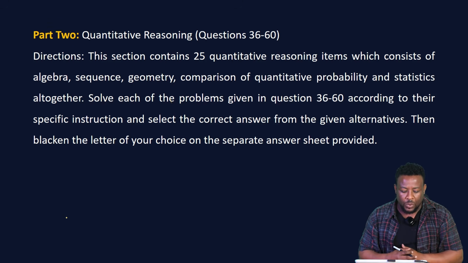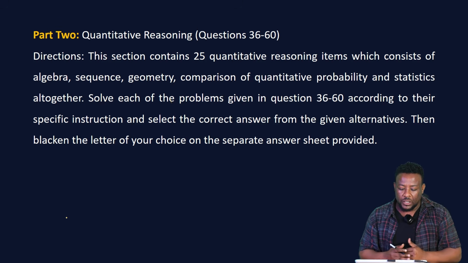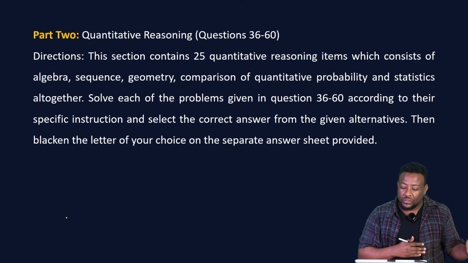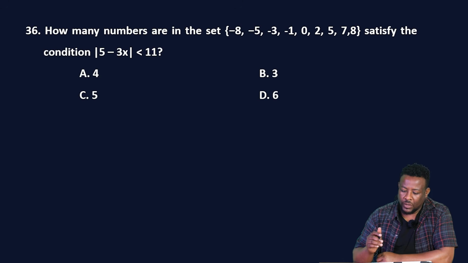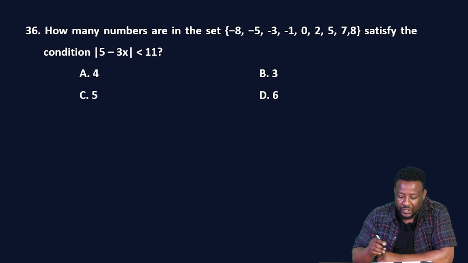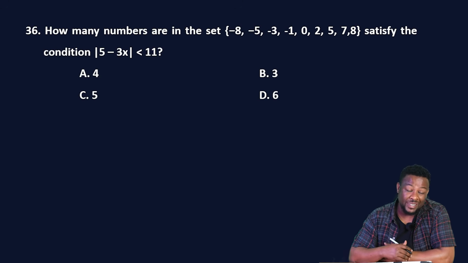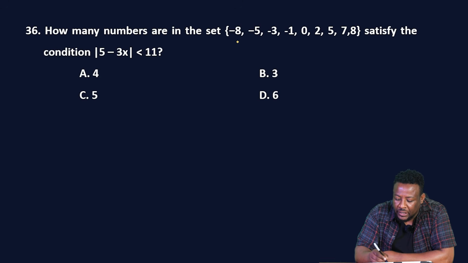ይህ ፓርት 2 ነው። ፓርት 2 እንደሚታወቀው ኳንቲቴቲቭ ሪዝኒንግ ነው። In this quantitative reasoning there are questions 36 up to 60. Okay, when we come to question number 36 የመጀመሪያው ጥያቄ 36ኛ ጥያቄ ነው። ምንድነው የሚለው how many numbers are in the set containing these numbers -8 -5 -3 up to 8 satisfying the condition here.